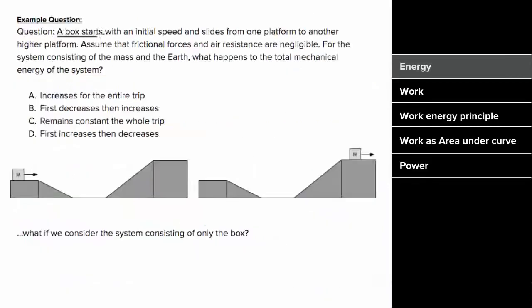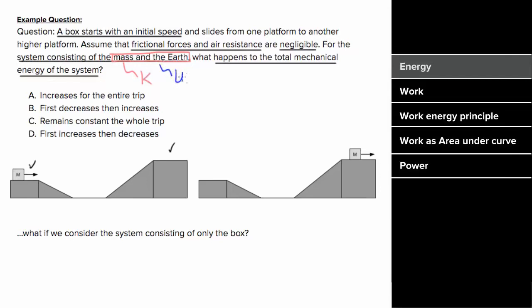Let's say a box started with an initial speed and slides from one platform up to another platform. We'll assume that frictional forces and air resistance are negligible. And for the system consisting of the mass and the earth, what's happening to the total mechanical energy in this system? So you've got to pay special attention to what is in your system. Since my system includes the mass, which is going to be moving, my system's going to have kinetic energy. And since my system has two objects that are interacting gravitationally, the mass and the earth, my system's also going to have gravitational potential energy.